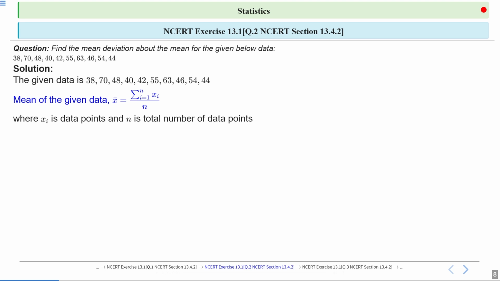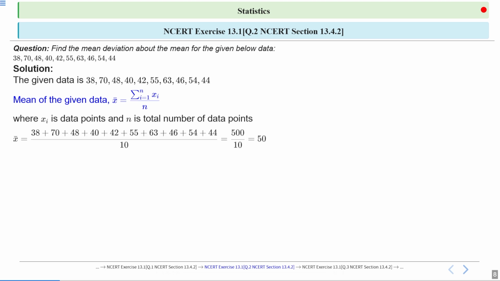Now let's recall the formula for the mean. The mean x bar equals summation i equal to 1 to n, xi, divided by n. So summation i equal to 1 to n, xi, means the sum of the given data, divided by the total number of data points.